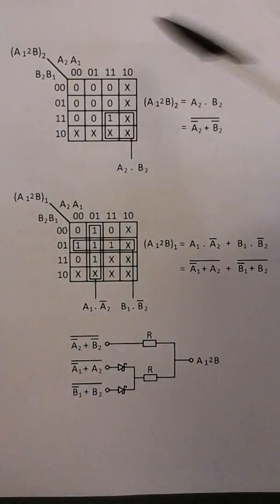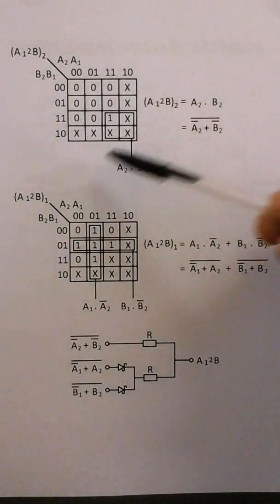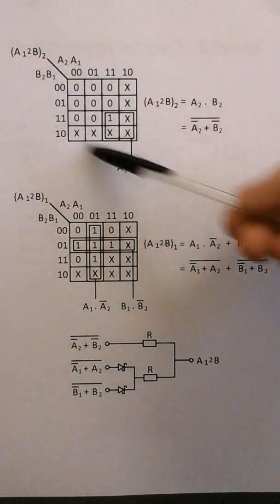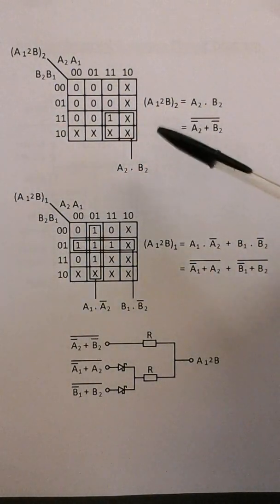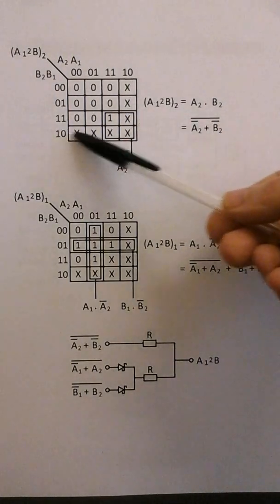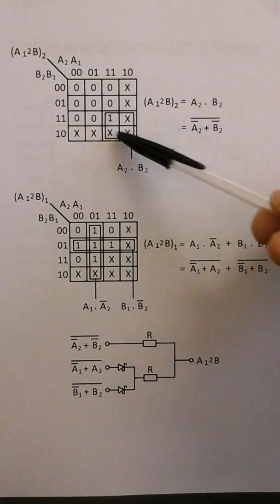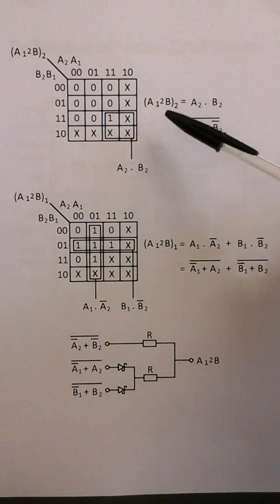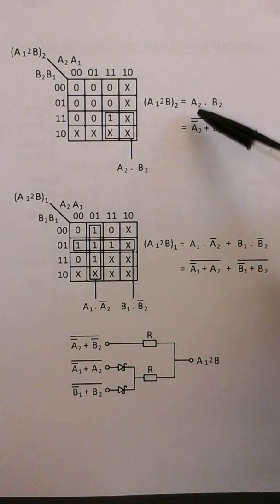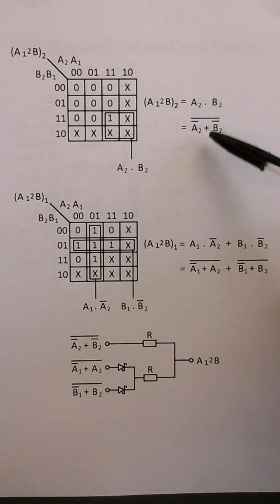So here we have the counter maps for A1 squared B2. This is the counter map for that, and this is A1 squared B1. So here we have the 9 entries in the truth table, and we're looping the 1s here and treating these X's as 1s. So that's A2 and B2. So A1 squared B2 equals A2 and B2. And we're using De Morgan's theorem to change this AND into a NOR. That's not A2 and not B2.